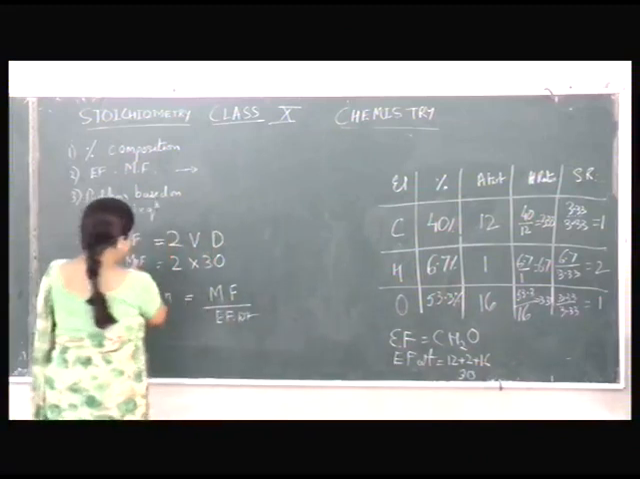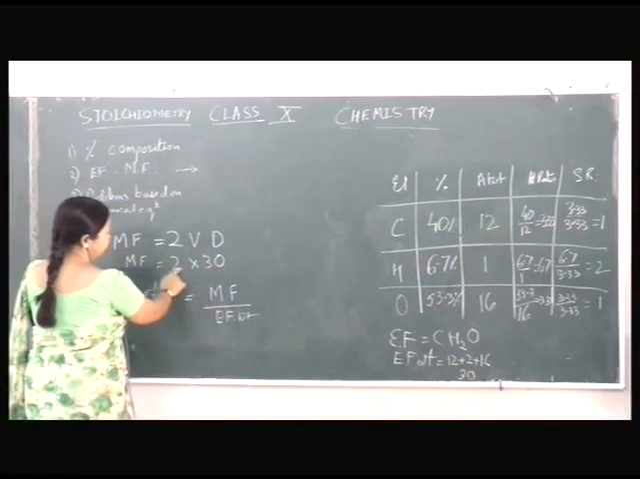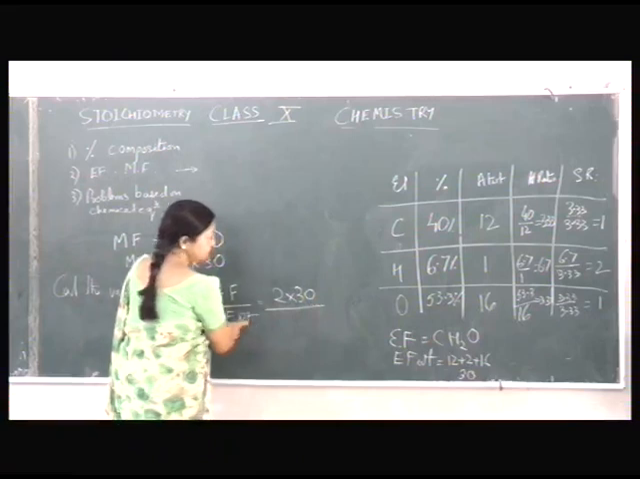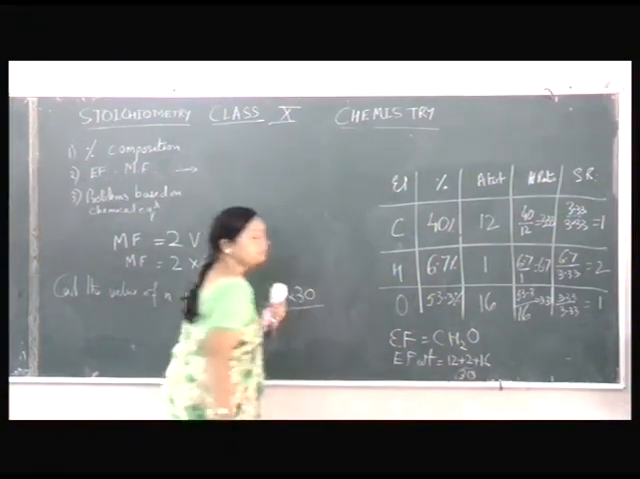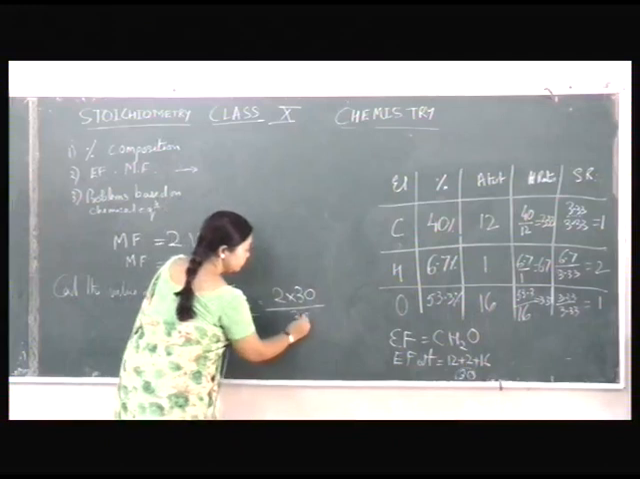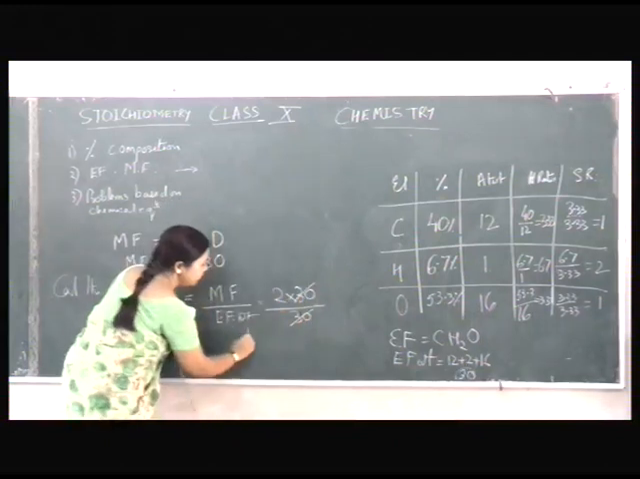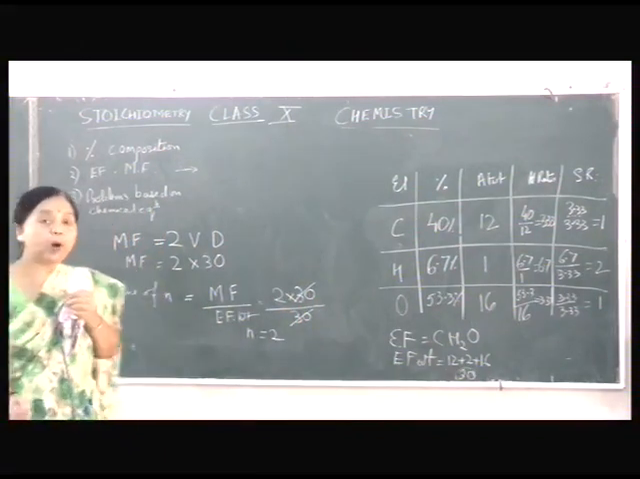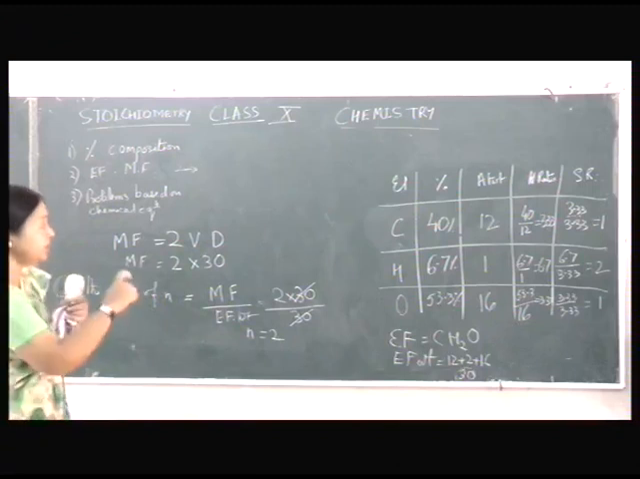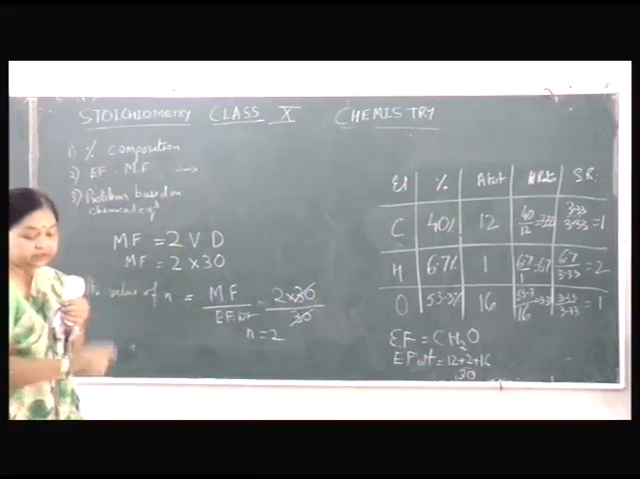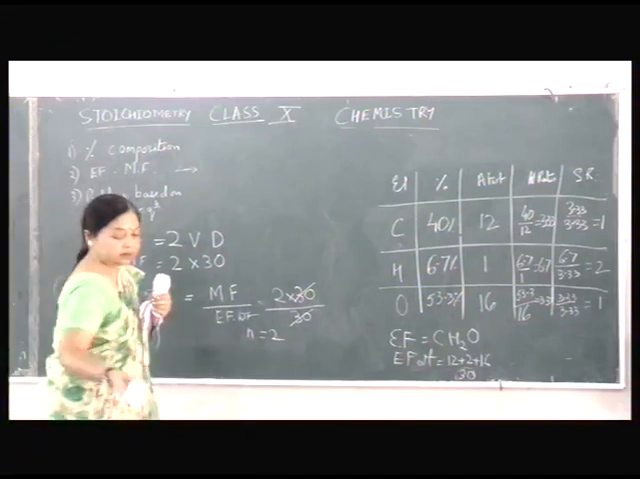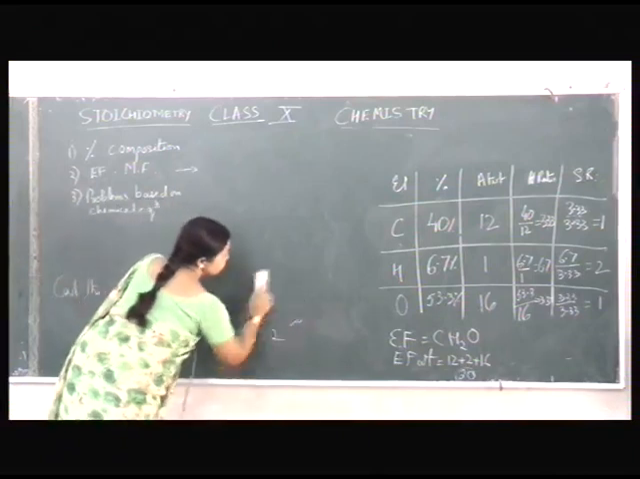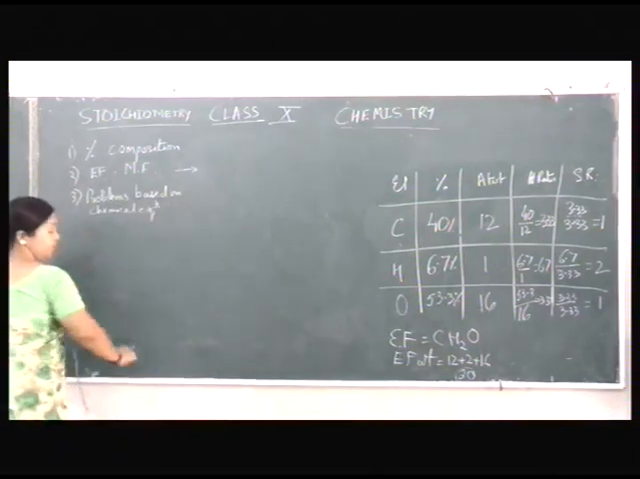So this is what you're getting, a molecular formula weight of 2 into 30. And what was the empirical formula weight that you have calculated? 30. So these two cancel out. What is the value of n? n is 2. Now, why do we calculate this n? What is the relation between empirical formula and molecular formula with this n?